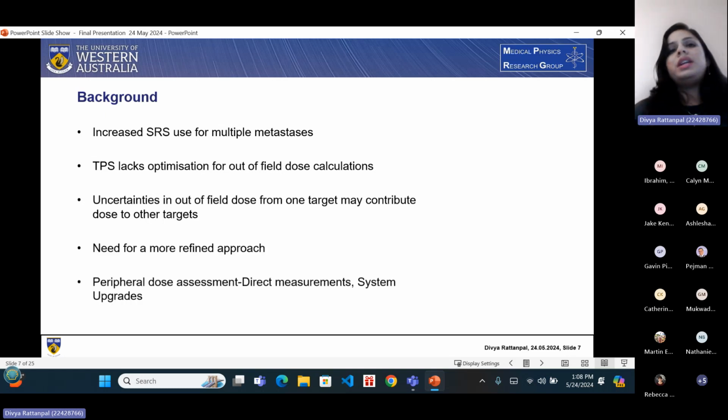So there is a need for a more refined approach. In the literature, the studies done by different authors have assessed the peripheral dose either by using direct measurements or by using system upgrades, and then measuring it with ionization chambers or diodes.